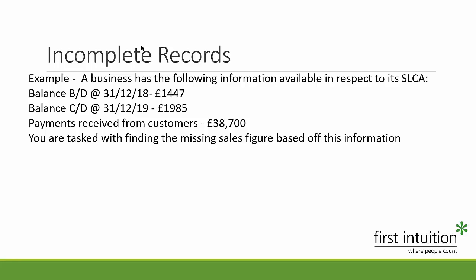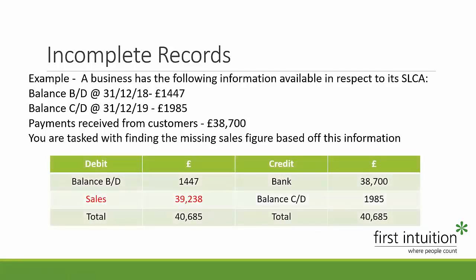Okay, looking good. We have had some answers in the chat, so let's see if we are right. We should have had a sales figure of £39,238. In order for us to get to this figure, we're going to draw out the T account and put in the entries as we normally would.